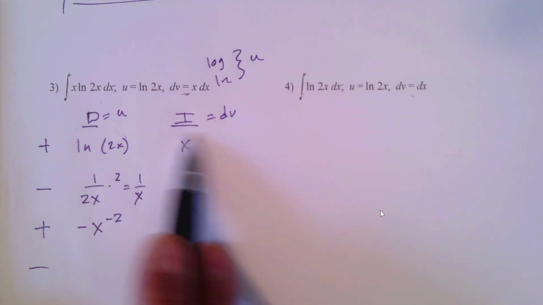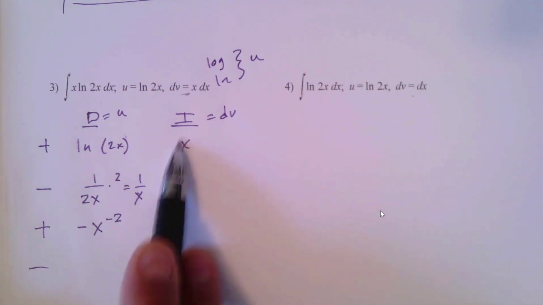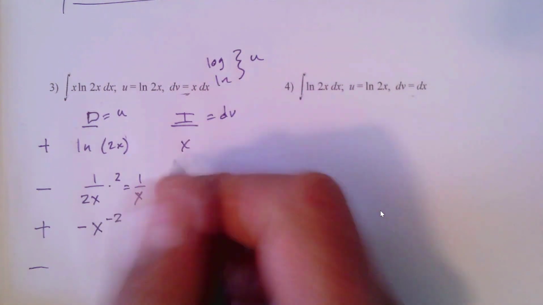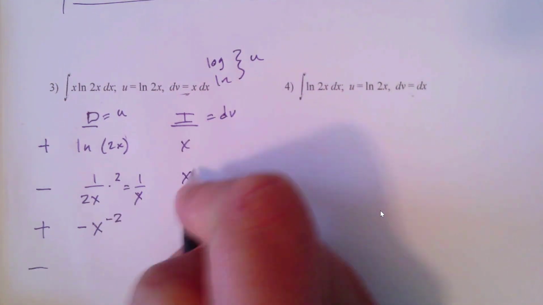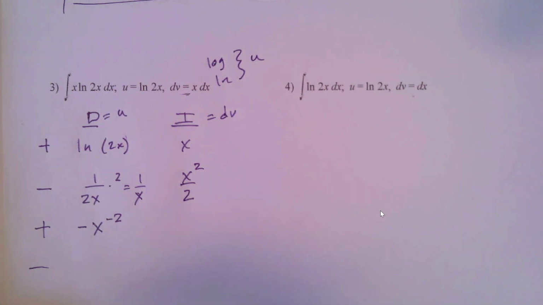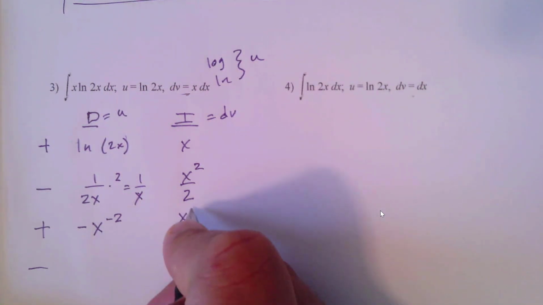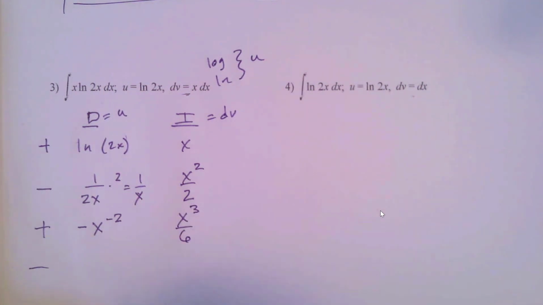But here we're going to start working with this column. And when we integrate this, we're going to have x squared over 2. If we integrate again, we would have x cubed over 6. And we would continue integrating this.